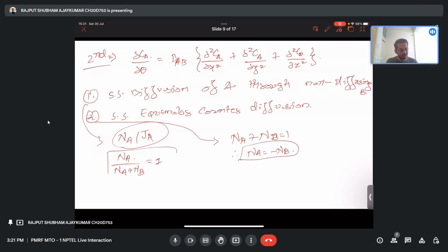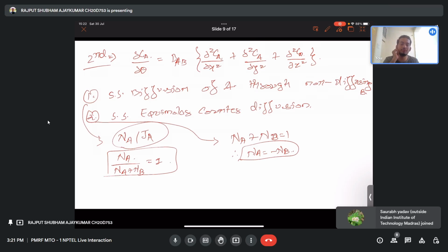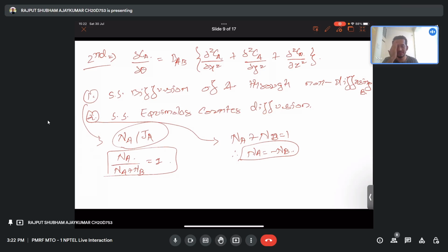These two things are direct questions that can also be asked in the GATE examinations, because I've seen many questions in GATE chemical examinations. They have asked directly how you can relate steady state diffusion of A through non-diffusing B and its examples. Apart from that, they also asked what equimolar counter diffusion is. So this is the overview of the week one course.